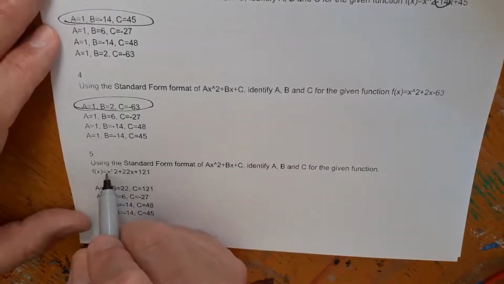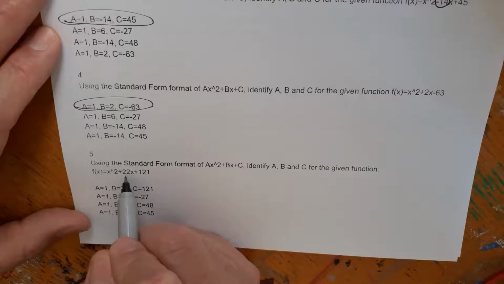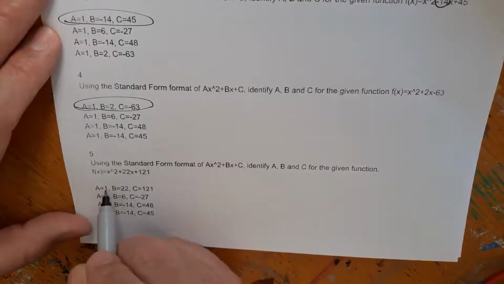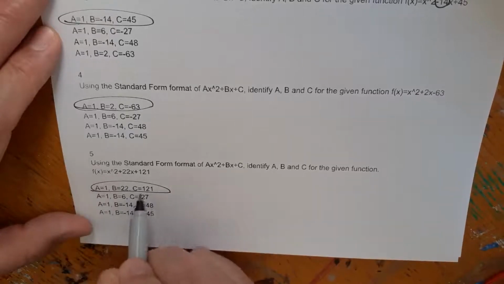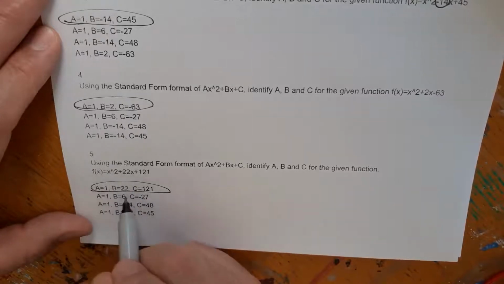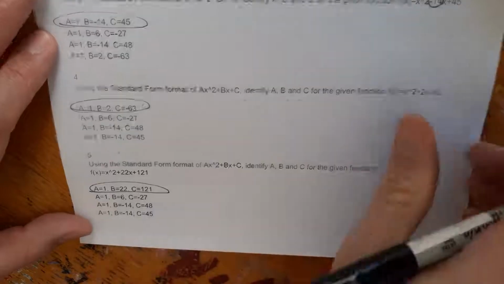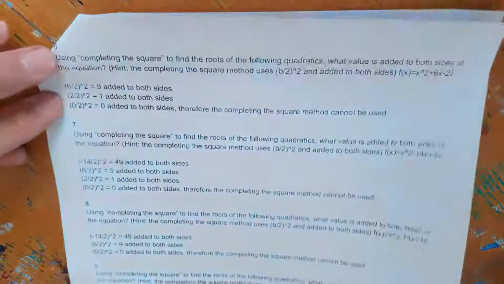Here's another one. 1, positive 22, positive 121. We don't list the positives there, but if there's negatives, you certainly do. So sometimes it helps for our students to say positive. That way they know when a negative shows up, they list that one too.